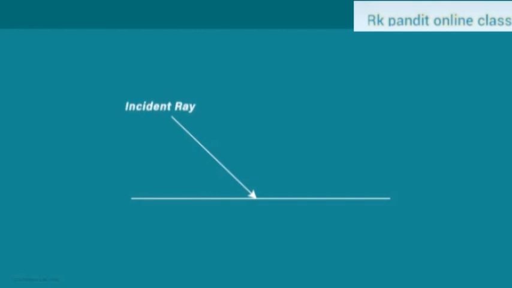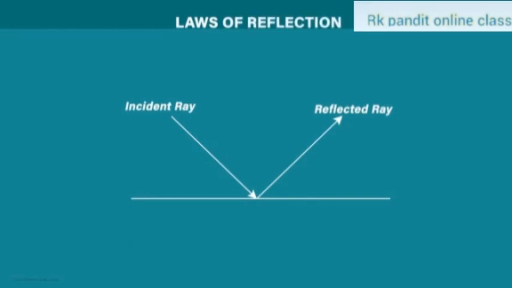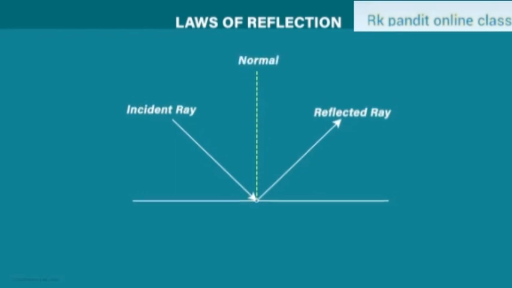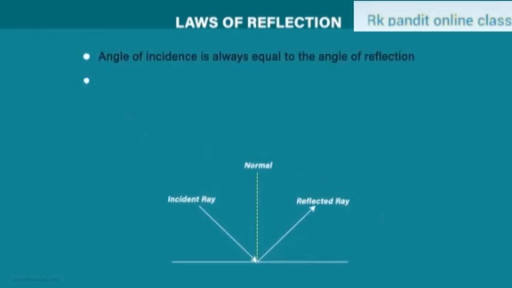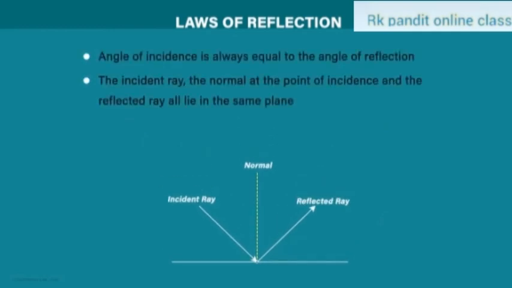We know that this surface will reflect this ray, and the reflected ray will travel in this direction. Why only in this direction? Why not here or here? This is because rays of light obey certain laws of reflection when they strike any surface. Draw a perpendicular to the surface at the point of incidence. This line is also called normal. Here are the two laws of reflection that any light ray obeys.